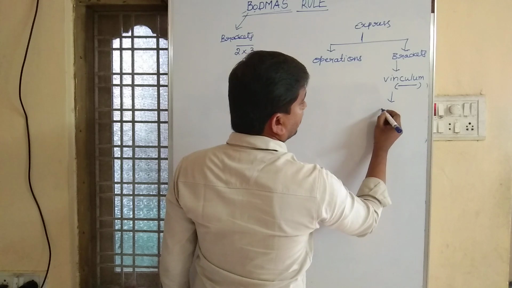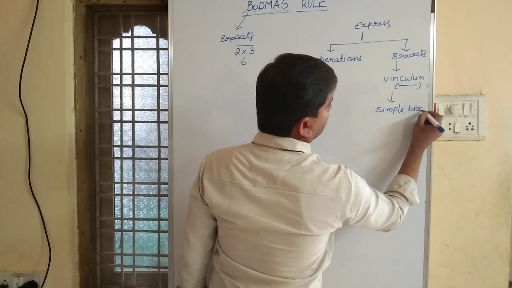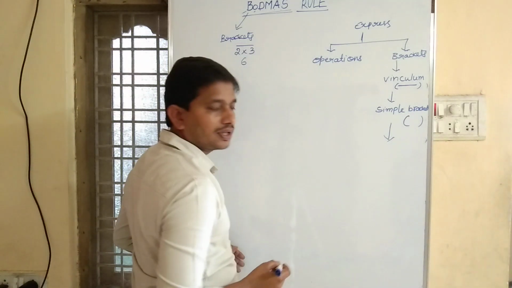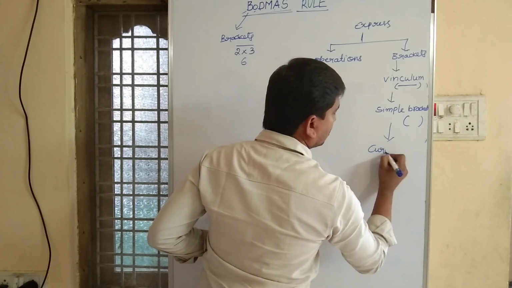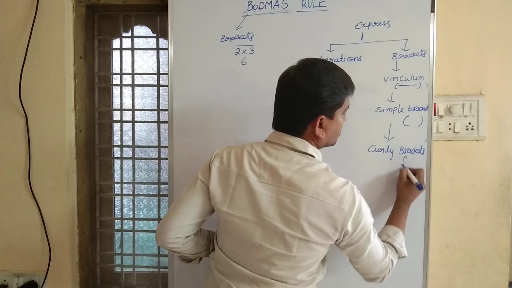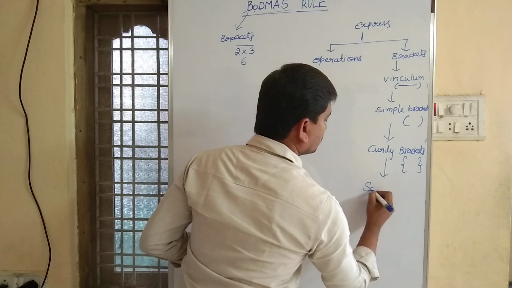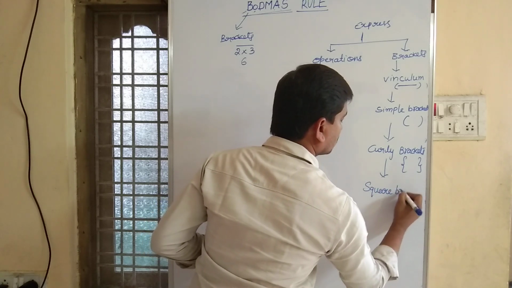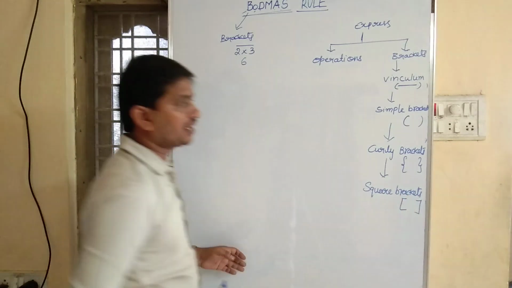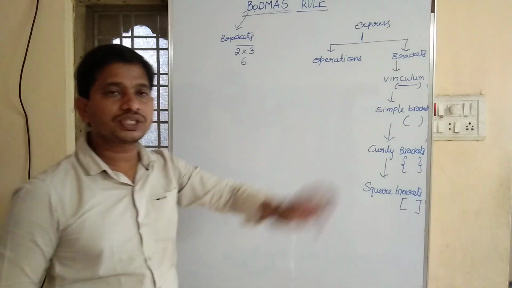And then we have the simple bracket. So this is our simple bracket. Then the next priority is curly brackets. So this is our curly brackets. Then the next priority goes to square brackets. This is our square bracket. So these are the brackets involved in the hierarchy of operations.